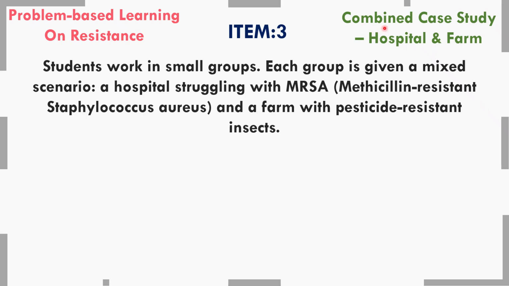Let's now look at a combined case study in the hospital and farm. Item 3. Students work in small groups. Each group is given a mixed scenario: a hospital struggling with MRSA, methicillin-resistant Staphylococcus aureus, and a farm with pesticide-resistant insects.